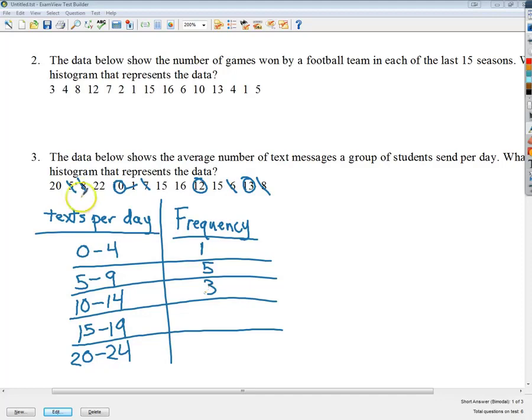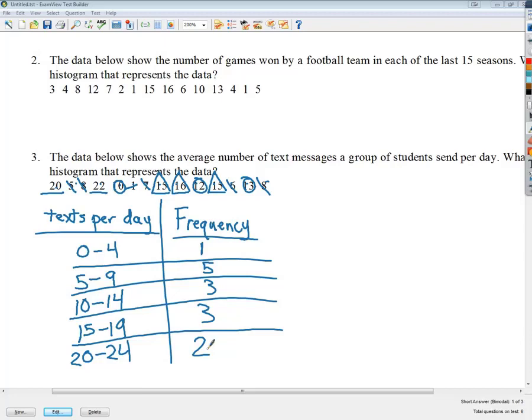15 to 19, 1, 2, 3, and the last one, 20 to 24, 1, 2, and that's it. It's also a good idea, by the way, to check to make sure you have the right number of frequencies in your table to determine that you've gotten them all. 1, 2, 3, 4, 5, 6, 7, 8, 9, 10, 11, 12, 13, 14. So that works. That's my frequency table.